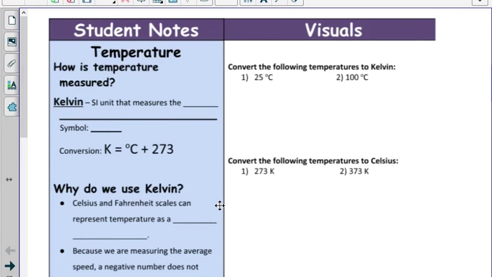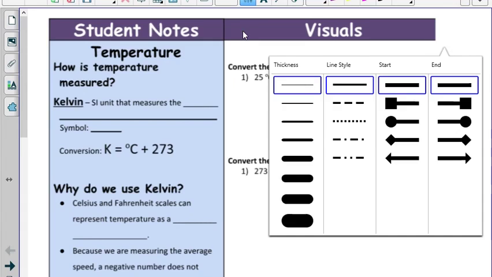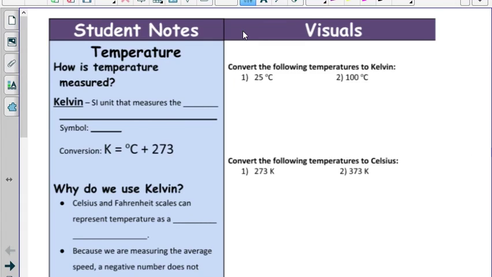All right, so these are temperature notes. So we're going to go over these notes in terms of temperature. Some of the stuff we've already talked about, so I'm not going to talk a lot about it, but we'll move on from there. So we're going to talk about temperature and how is temperature measured? Well, we already talked about temperature being measured by Celsius, Fahrenheit, but the unit that we're going to use for this unit is Kelvin. And Kelvin is an SI unit that measures the temperature with 0 being absolute 0.